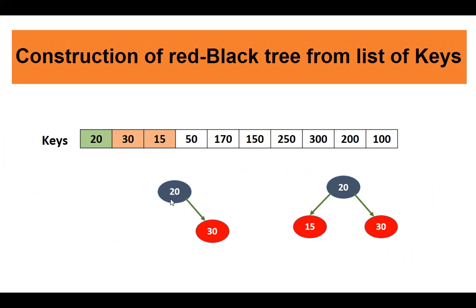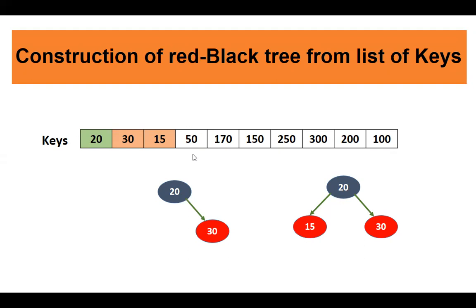Next, what you insert is 30. Compare 30 with 20. That is greater than 20, so it becomes the right child of 20. Remember, a red-black tree is a binary search tree, so keys greater than the root are always on the right side, and keys smaller than the root are always on the left side. There's no red violation. Next, what you insert is 15. Again, compare with 20. 15 is smaller than 20, so it becomes the left child of 20. The tree is perfect. There is no red violation, so the tree is not imbalanced.